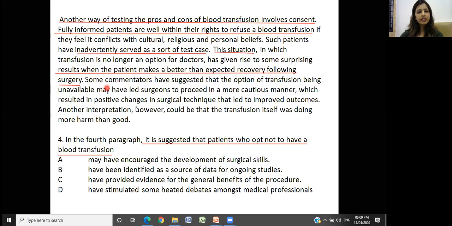So in this entire paragraph, what is the writer's viewpoint? Is it in favor of blood transfusion or against blood transfusion? The overall paragraph, is it in favor or is it against the blood transfusion? Or is it more about the benefits or the drawbacks? I want everyone to participate so that I get the concept check. Is it in favor or against?